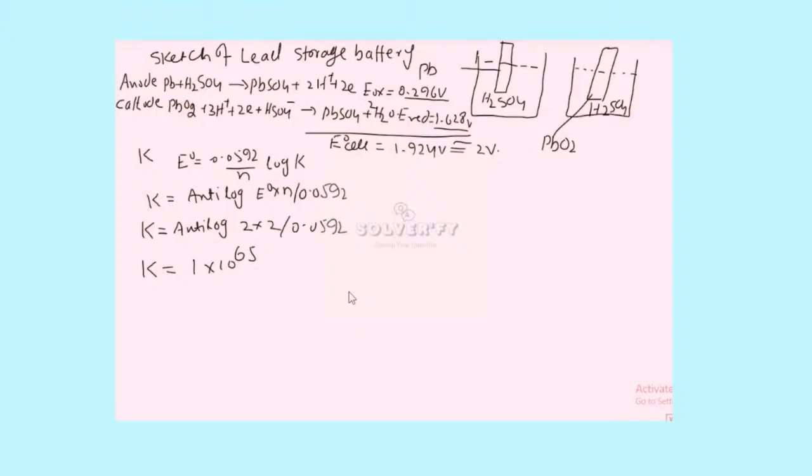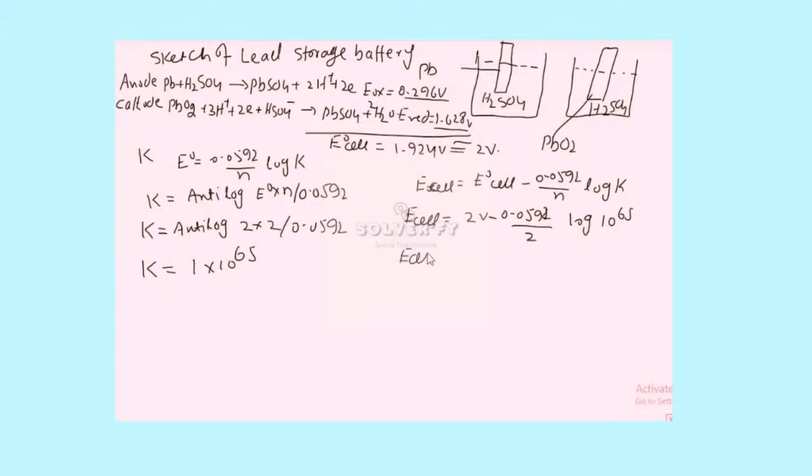In order to calculate the non-standard cell potential E cell, which is equal to E naught of the cell minus 0.0592 divided by n times log of K, putting the values, E cell is equal to E naught of the cell, which is 2 volt, minus 0.0592 divided by n, the number of electrons lost and gained, that is equal to 2 electrons, and log of K is equal to 10 raised to the power 65.